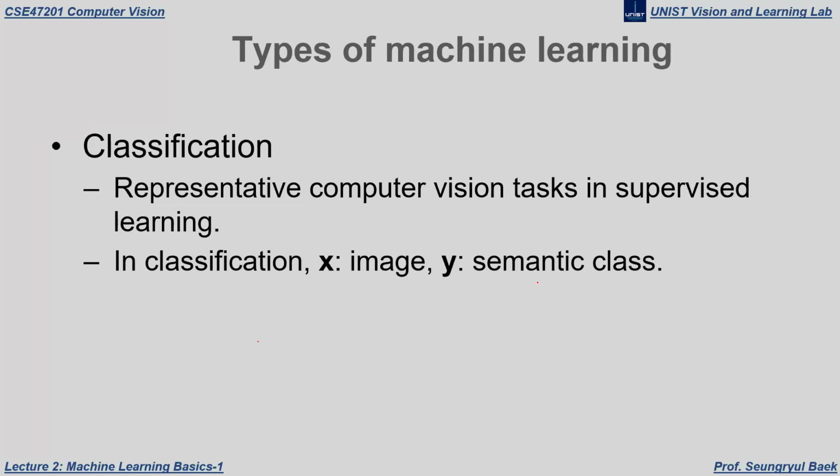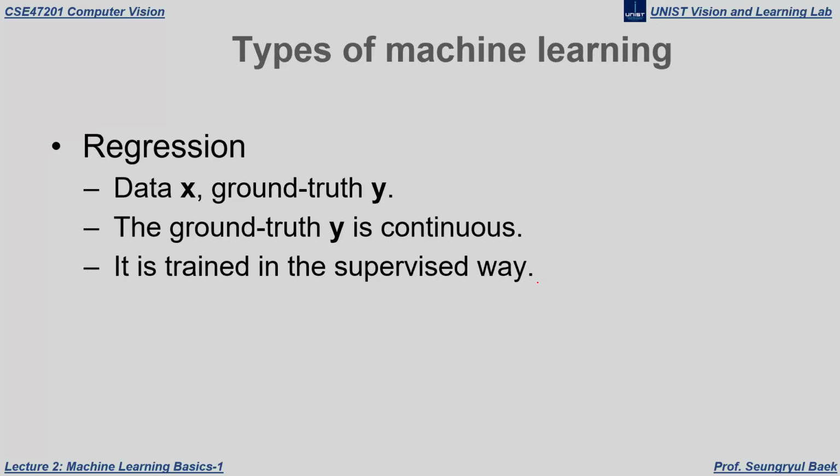Yeah, this is the classification task. And another important supervised learning task is regression. There is also an input X and a ground truth Y in this regression task, so this is a supervised learning task, okay? But the thing is, the ground truth Y is continuous in this regression task.